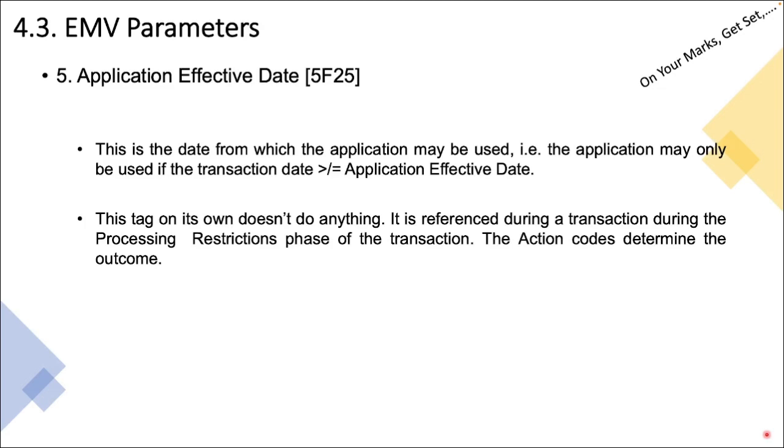There are action codes that we will be discussing later on, somewhere in the course of the next two videos. Those action codes will reference this application effective date, and will determine whether the rule says decline the transaction, or send the transaction online for processing, or approve the transaction, right? We will discuss the action codes later under EMV parameters, under EMV issuing. But when we start the EMV acquiring sections and walk through the transaction flow, we will discuss how this is referenced during a particular phase of the transaction called the processing restrictions phase.